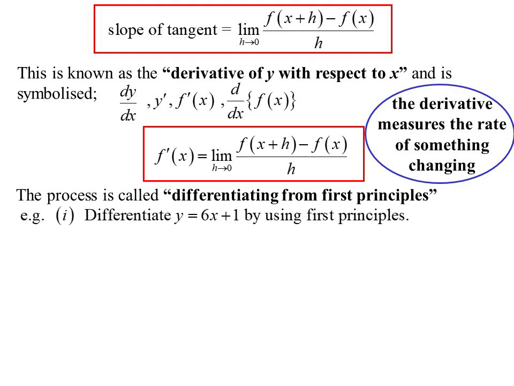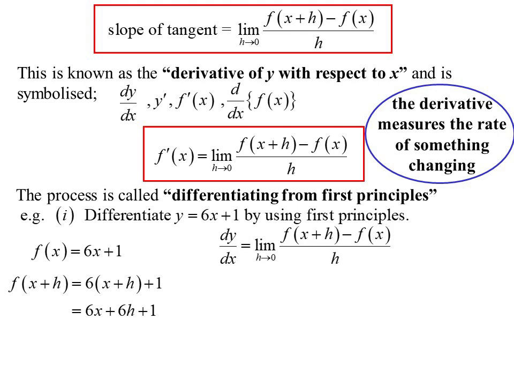Let's do one where we know what the answer is going to be, because it's y equals 6x plus 1. It's a straight line. We know the slope's 6. We should get the answer 6. So f(x) is 6x plus 1, but I need to know what f(x plus h) is as well. So I'll get 6x plus 6h plus 1. So my derivative, I've used the dy/dx notation here, will be the limit as h approaches 0 of those things. So we get 6x plus 6h plus 1 minus 6x plus 1.